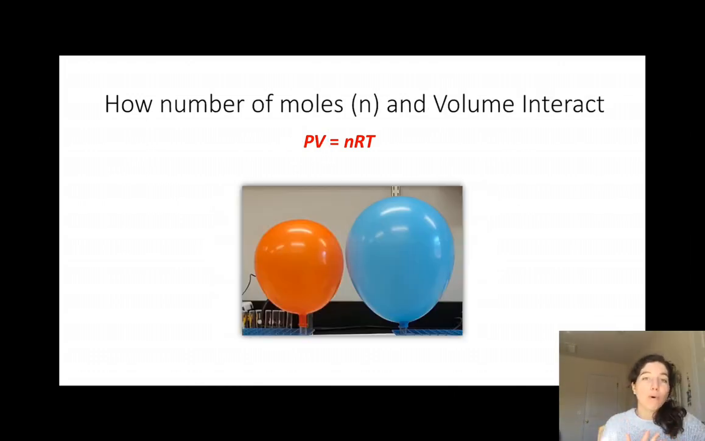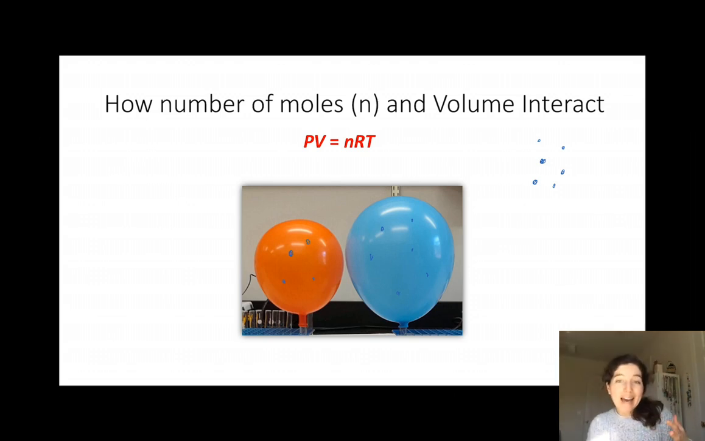Let's talk about how moles of a gas and volume interact. So moles, you can visualize it as, again, these are your little gas molecules. So say in this balloon we've got 4 moles. And let's say we put more moles in this other balloon, 6. As you put more moles, more gas into a space, the volume is going to increase. And we can see that by the simple act of blowing up a balloon. As you put more air into it, it gets bigger.